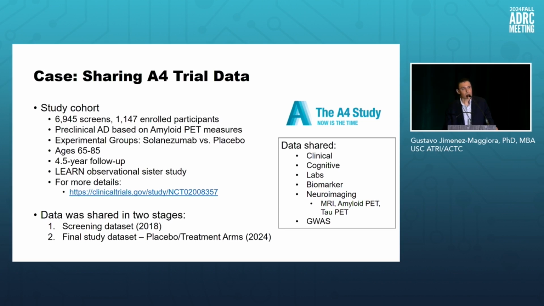Again, consistent with our approach, we shared data for these studies at 2 stages. The first stage, which included all of the screening data, was shared at the end of 2018. And the final study data set, which included placebo and treatment arm data, was just recently shared a couple of months ago. These data included clinical, cognitive, lab, and biomarker data, as well as multimodal neuroimaging data and genetic data.